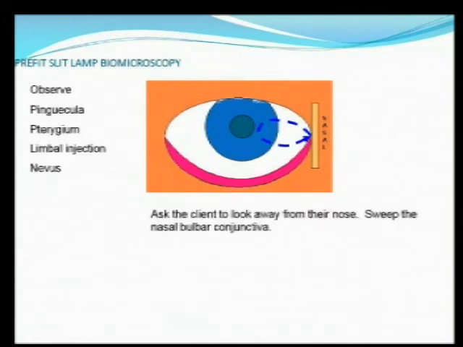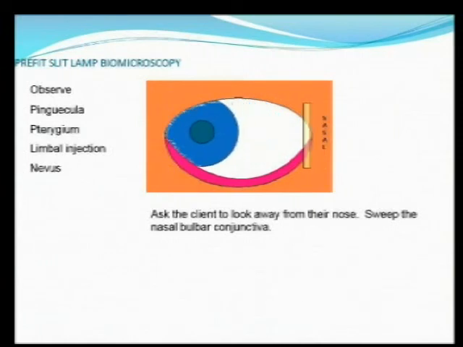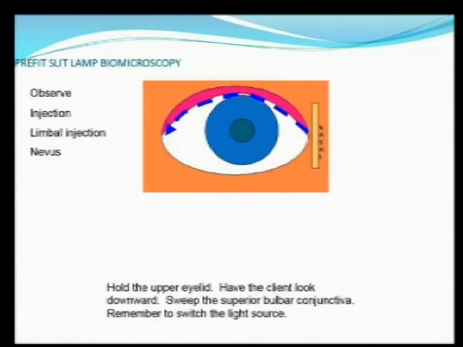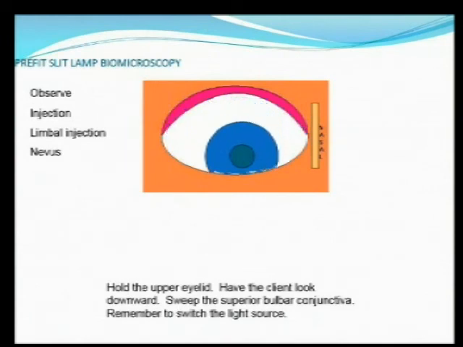All right. Now, to check out the nasal bulbar conjunctiva, have them look toward their ear, sweep over, and this is where you might see pinguecula, pterygium, limbal injection, might be a nevus. All right, again, they're looking down, you pull the upper lid up, they look down, we come across the upper bulbar, injection, limbal injection, nevi. Notice we always swing the light source back over to the other side.